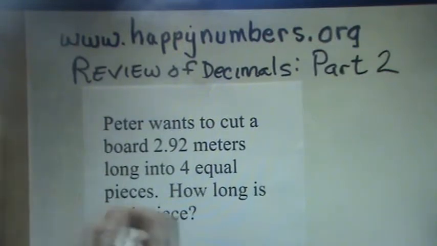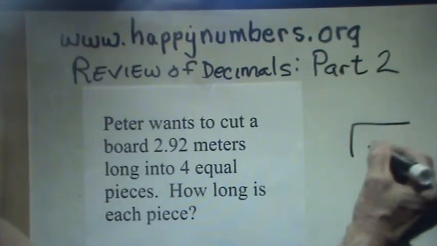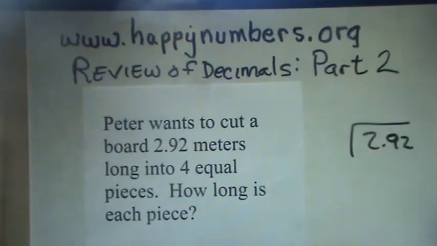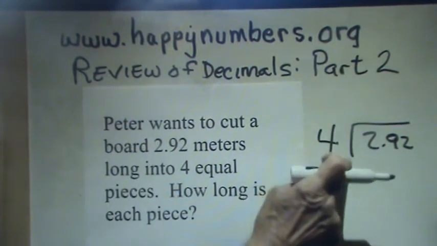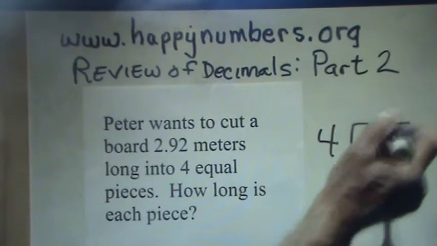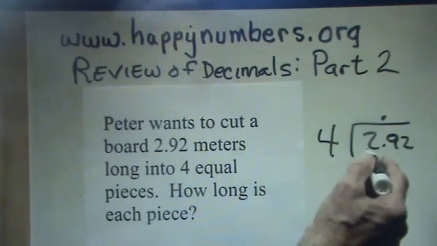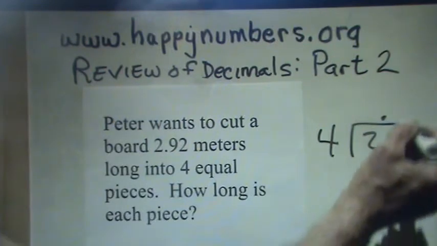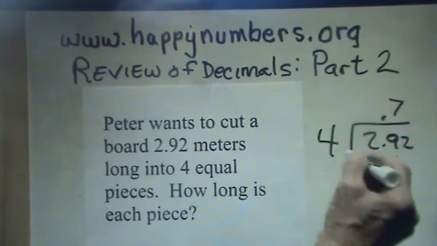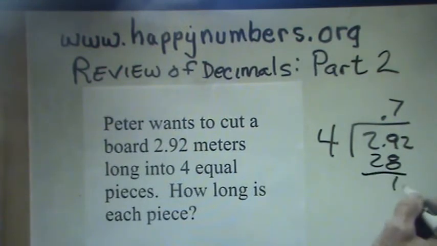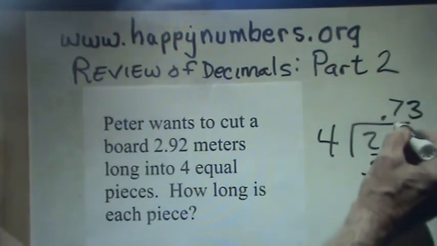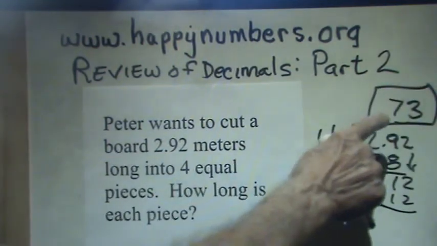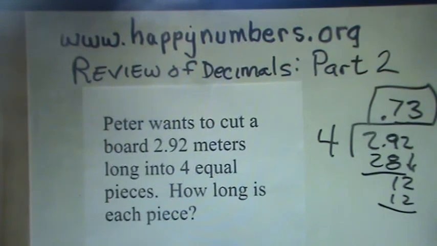Okay, well, this problem we're dividing a decimal, 2 92 meters, by a whole number, 4. Well, we don't have to do anything here. We don't have to move anything. So we just put our decimal point and we just do our division. 4 goes into 29 7 times. 7 times 4 is 28. We subtract. We have 1. We bring down the 2. 4 goes into 12. 3 times 4 is 12. And so each of the 4 pieces will be 7,300 meters in length.